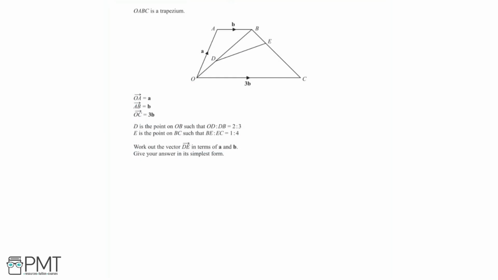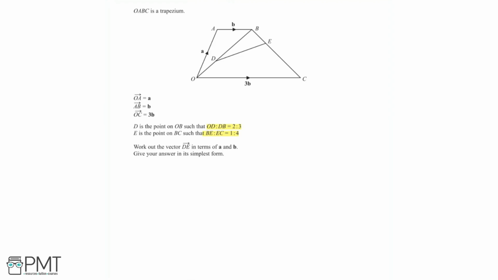In this question, we're told that OABC is a trapezium. We're given the vector OA, which is equal to A, the vector AB, which is equal to B, and the vector OC, which is equal to 3B. We know that D is a point on OB, such that the ratio OD to DB is equal to 2 to 3, and E is a point on BC, such that the ratio BE to EC is equal to 1 to 4. We need to find the vector DE in terms of A and B, giving our answer in its simplest form.